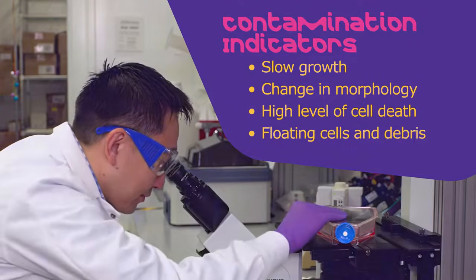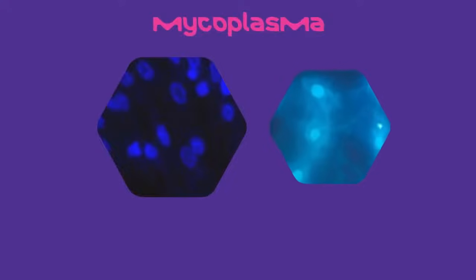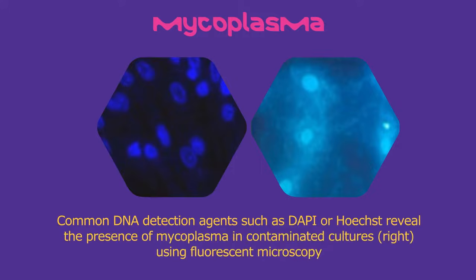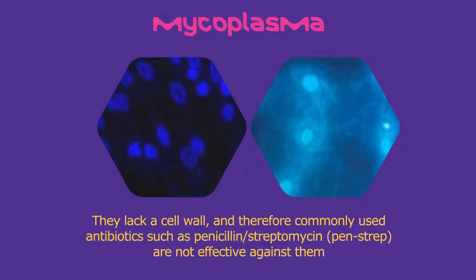One particular contamination that I would like to call out is Mycoplasma, which is often called the silent cell killer. Mycoplasma is a submicron-sized bacterium and therefore cannot be visualized under routine microscopic monitoring. Due to their small size, they can easily attain concentration of about 100 million bacteria per milliliter without causing turbidity of the medium. They lack a cell wall and therefore commonly used antibiotics such as pen-strep are not effective against them.